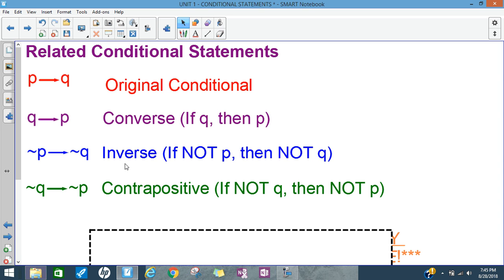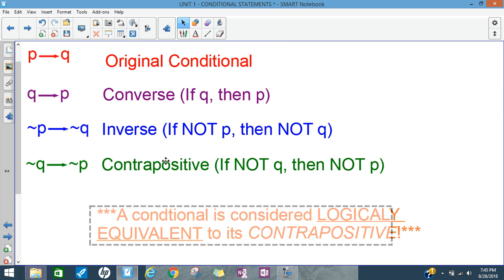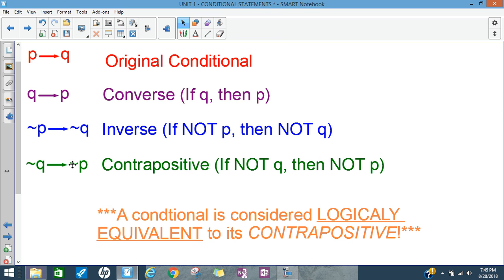The inverse, you leave P and Q in the same spot, and instead we just negate each part, like we just did on the previous two slides. So if not P, then not Q. In the contrapositive, you do both of them. You switch their order, and you negate both statements. I put down here as a note that the original conditional and the contrapositive are always logically equivalent. And we can talk more about that later on.